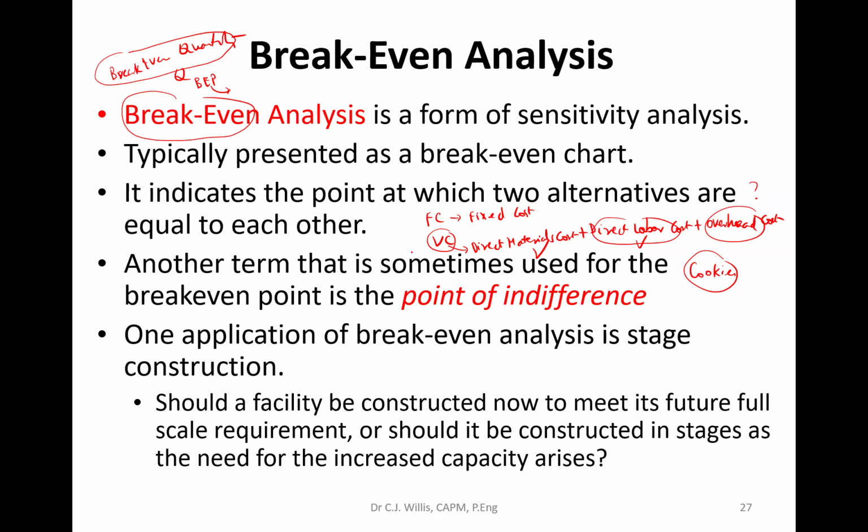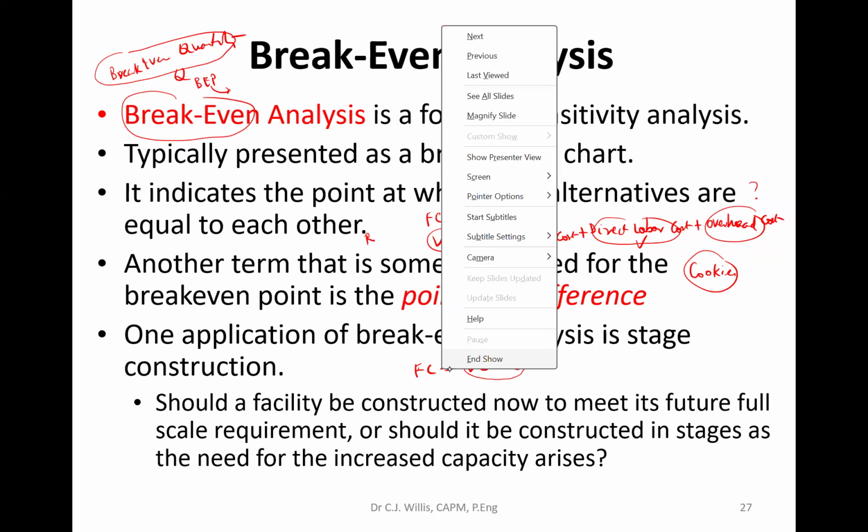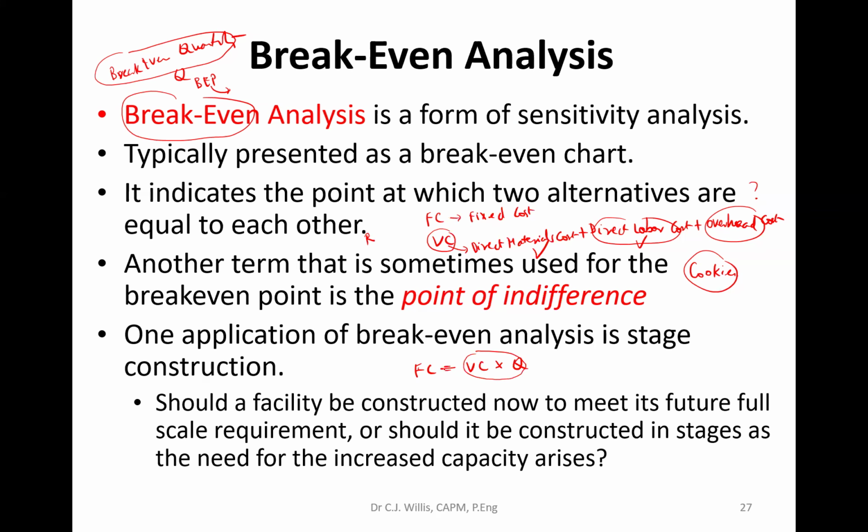And each cookie you're selling, there is a revenue for it. So the variable cost is the variable cost per item multiplied by the number of items. So this much money is the variable cost. Add this to the fixed cost, and the total cost is equal to the price of an item multiplied by Q, which is the total revenue that you're getting.